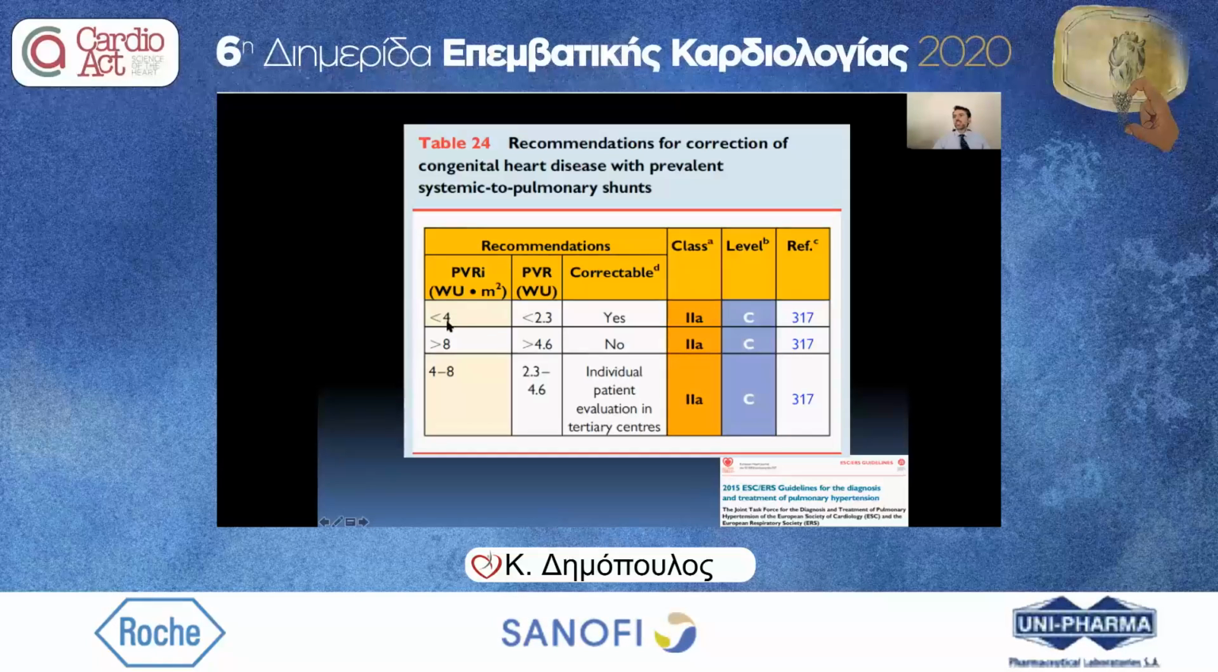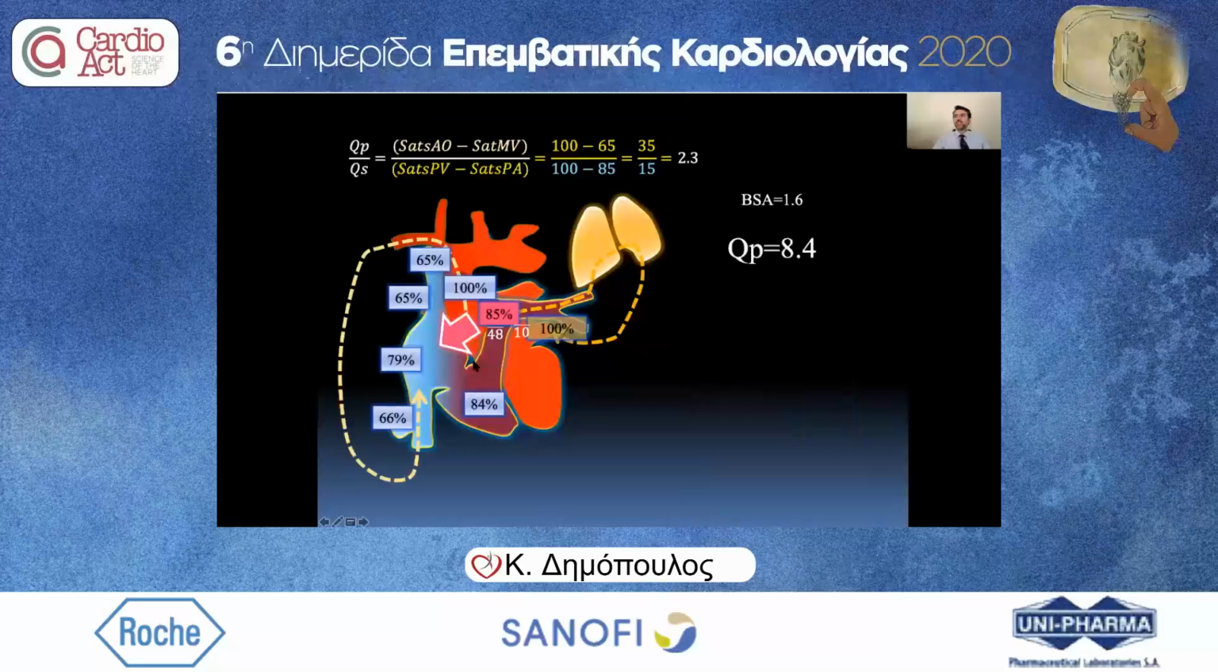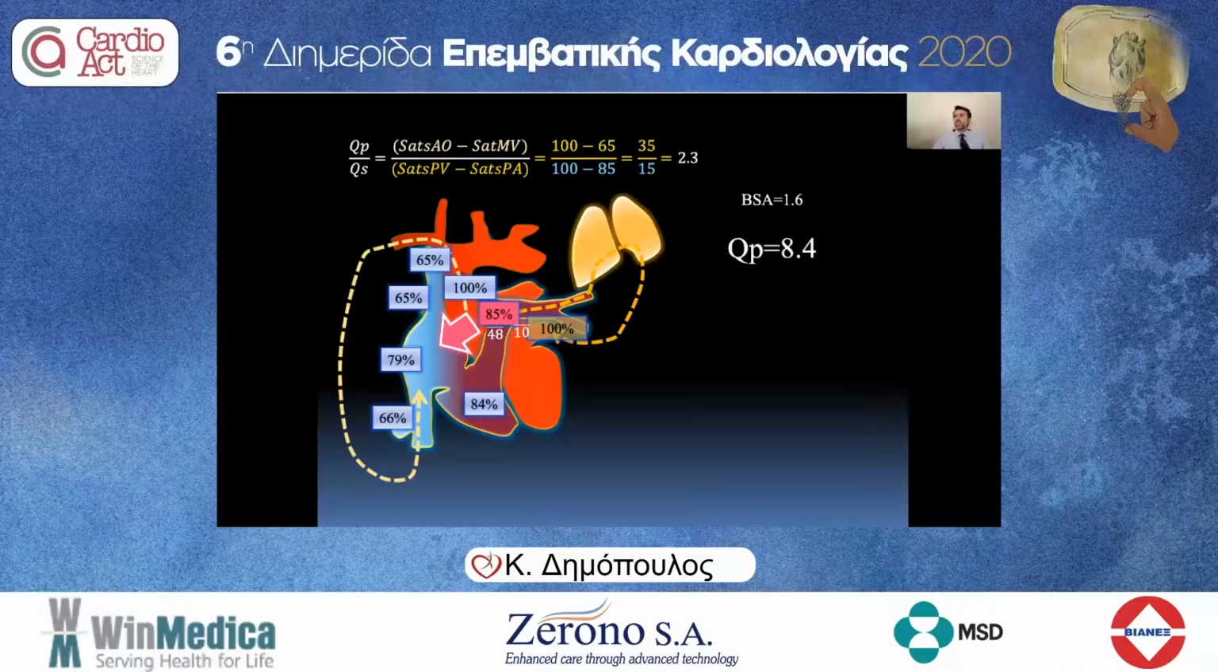If the PVRI is less than 4 Wood units times meter squared, you should be closing it. If it's more than 8, no, because then the RV may fail. Between 4 and 8, you've got a gray zone of uncertainty. So let's take an example.